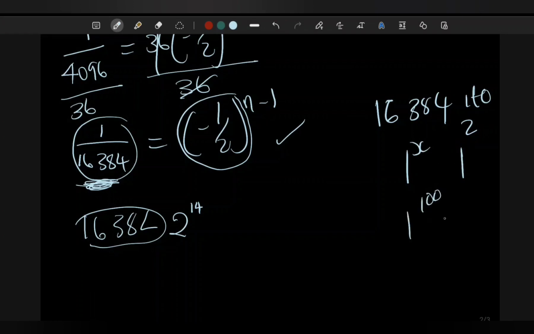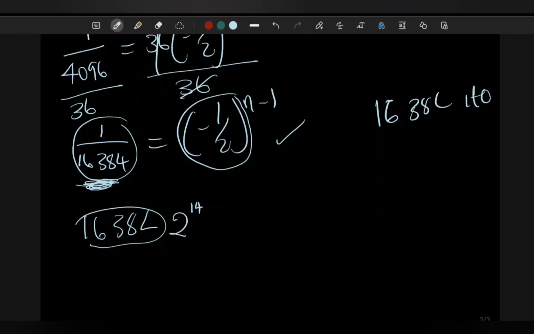1 to the power of 1000 is still 1. 1 to the power 200 is still 1. 1 to the power 15 is still 1. 1 to the power infinity is still 1. So we don't have to worry about the 1 value. 1 to the power of 0 is also still 1. So we don't have to worry about that value.